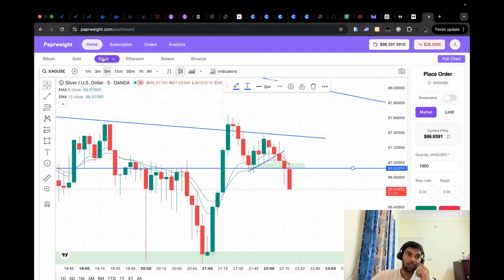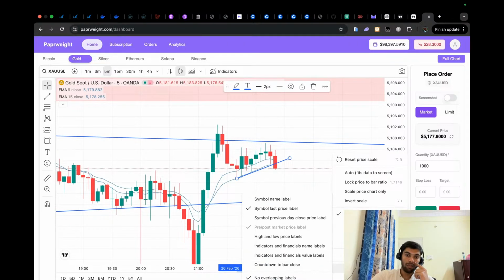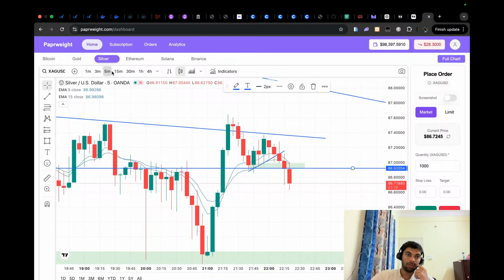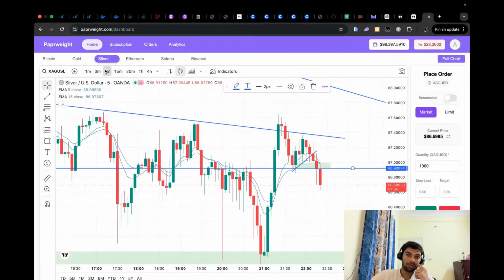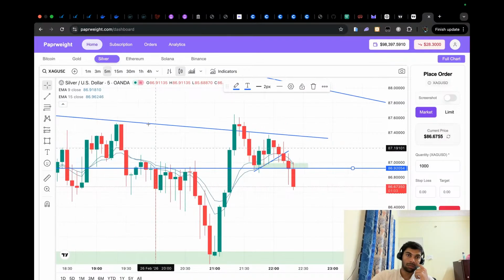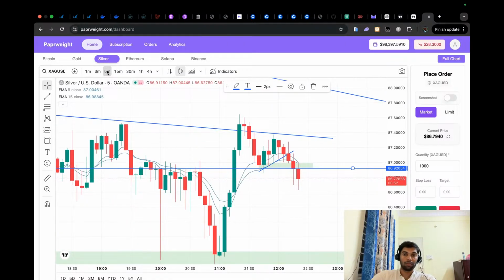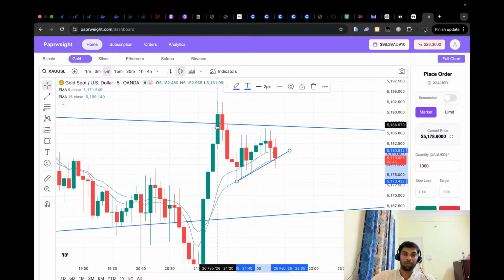Silver went out of our hand. Yeah, gold is breaking the trend line. That is a good sign for all the sellers who are thinking to sell. Gold is taking rejection.